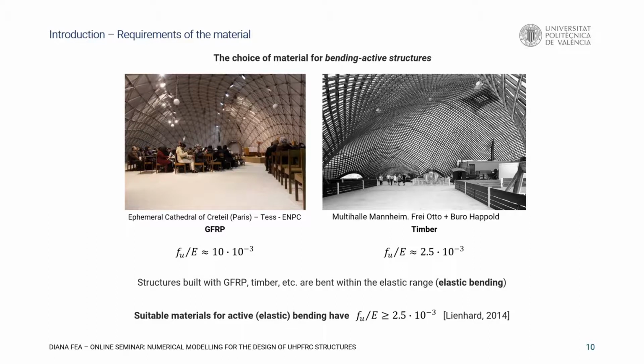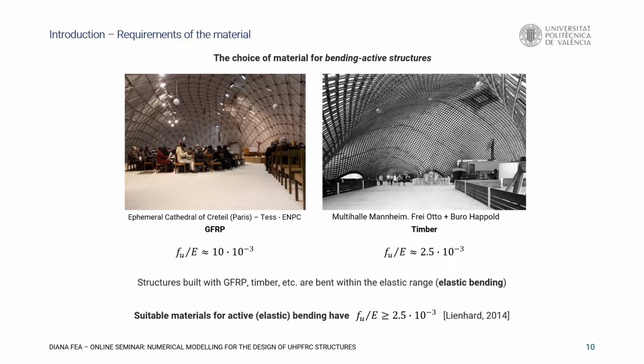And now we ask ourselves, okay, can we use UHPFRC to build bending active structures? And for answering this question, we need to look into the properties of the materials that are commonly used for active bending. In this case we have these two examples, the Multihalle I mentioned before, and another shell built more recently by the team of the École des Ponts in Paris and the firm TES. In this case, using GFRP as material for the rods.